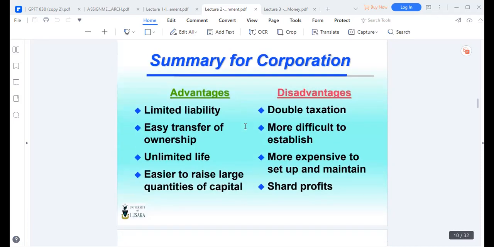Disadvantages are that they have double taxation. Also a disadvantage because it is elusive and costly to set up, and the profits are shared. Advantages, if they have limited liability, transfer of ownership is an advantage because anyone can join, except that even competitors can join. Another advantage is that it has unlimited lifespan and it is easier to raise huge sums of money.